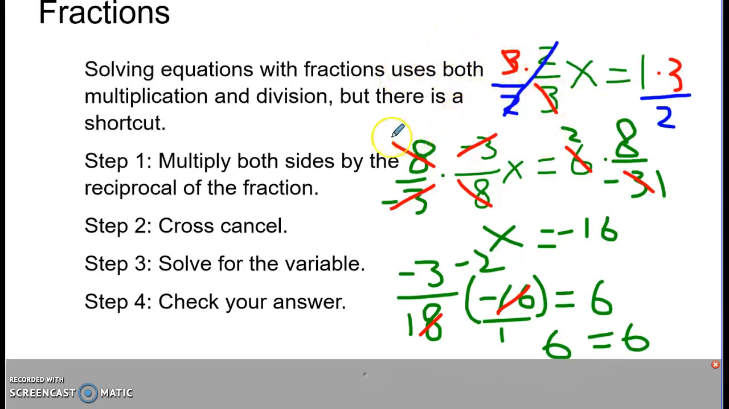So to make a shortcut for messing around with fractions, instead of trying to do both multiplication and division, multiply by the reciprocal to move both the numerator and the denominator at the same time, and that will help speed things up.